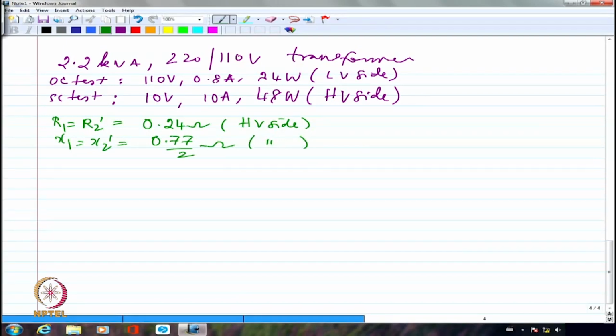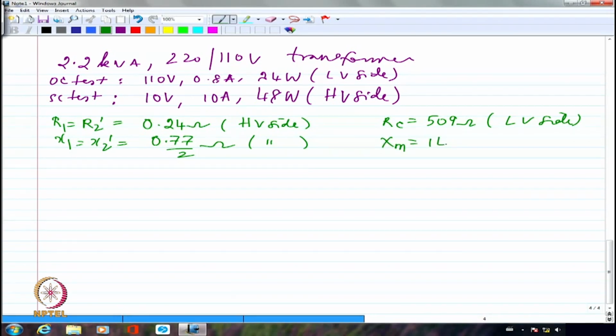So if we are asking you to draw the equivalent circuit, you better transport everything to one side, either LV side or HV side. Okay, and Xm is coming out to be 146 ohm. This is also from LV side.